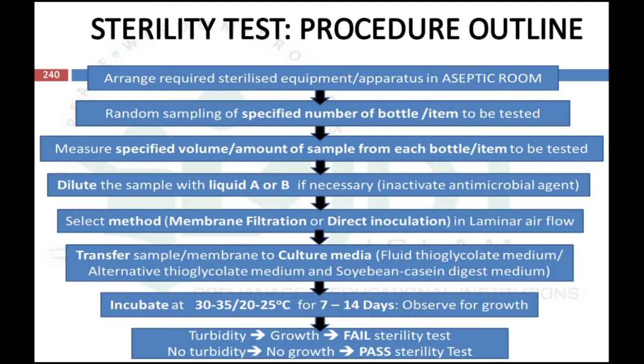Then we will observe for the growth of microorganisms in the culture media. So after or during the 7 to 14 days, if there is any growth in the culture media, it can be observed as turbidity. It indicates the failure of the test for sterility of the product. And if there is no turbidity, it indicates there is no growth of microorganisms. That indicates the pass of the test for sterility of the product.